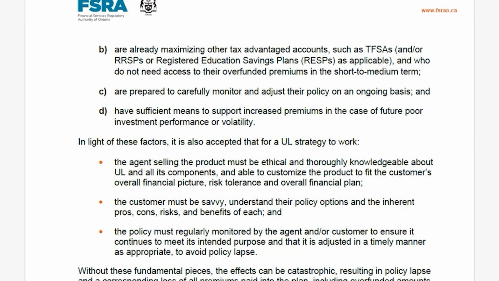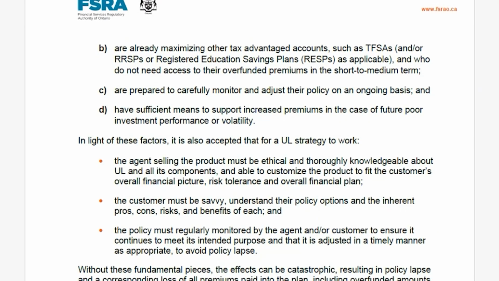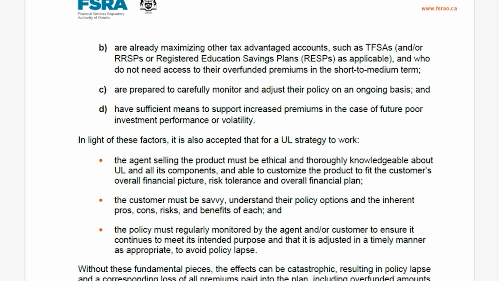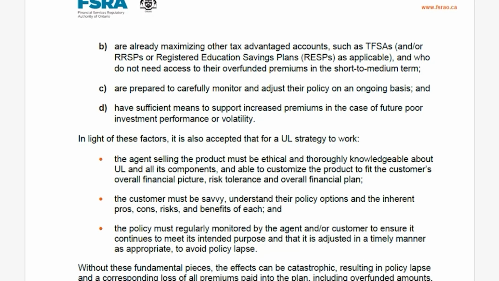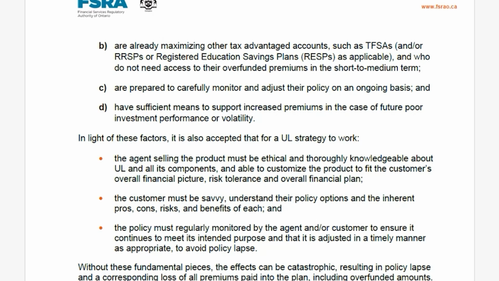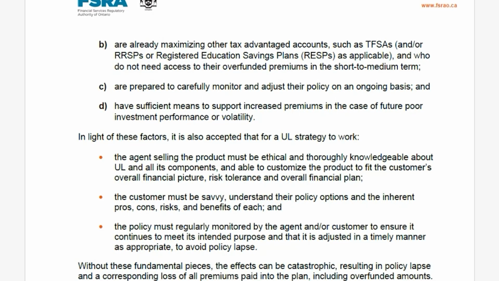Now, in light of these factors, it is also accepted that for a UL strategy to work, number one, the agent selling the product must be ethical and thoroughly knowledgeable about UL and all its components, and able to customize the product to fit the customer's overall financial picture, risk tolerance, and overall financial plan, which, and I don't mean to shit talk here, but most advisors that have been in the industry for 1 to 3 years with one of these MLMs is not going to be that type of agent.